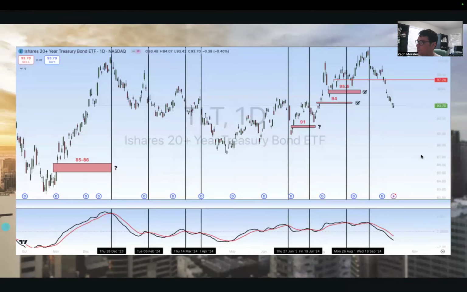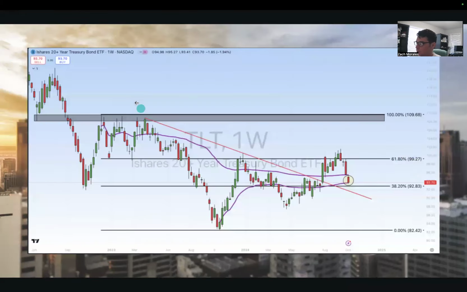But that doesn't mean it's the end of the world, right? When we take a look at the weekly chart, it still broke its recent downtrend. We had a very nice downtrend breakout, and this right here could just be the simple retest. So if we come down to around 91, that could be a retest of this trend line for a continued push up higher.